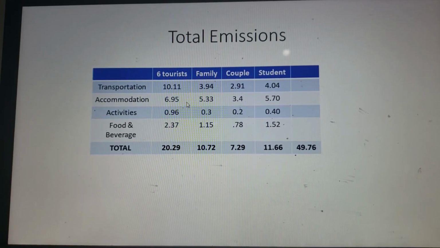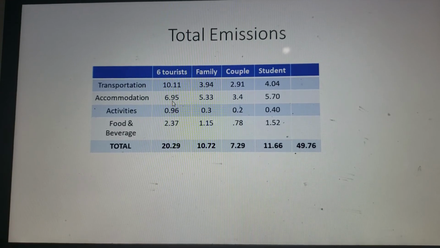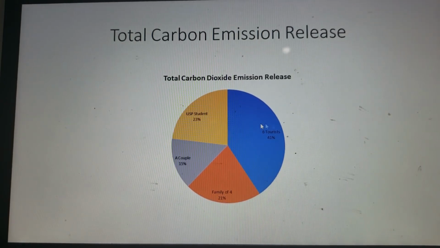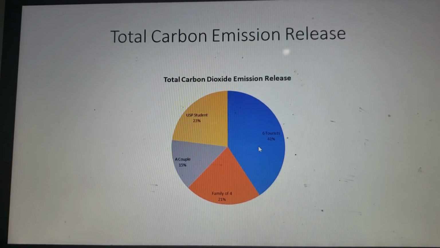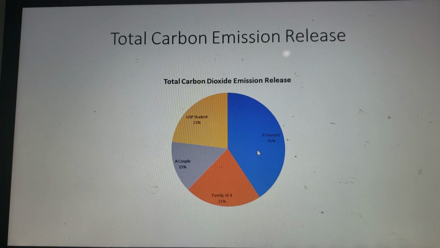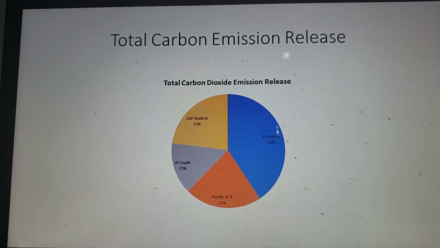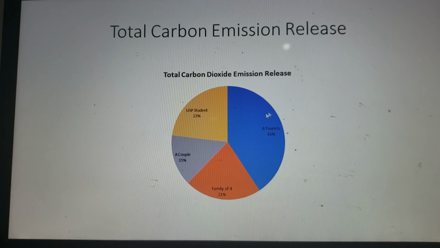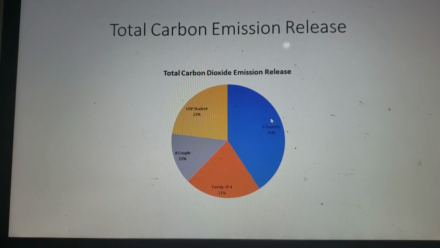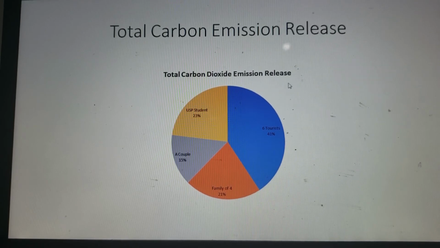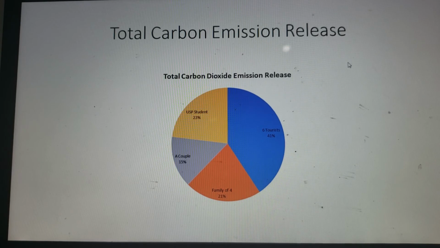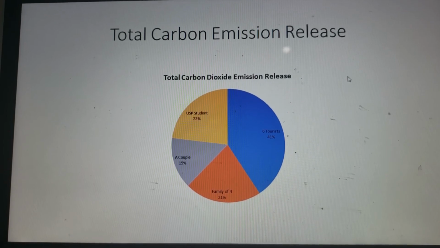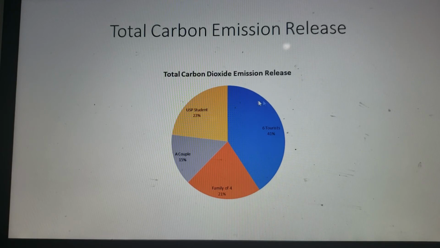The group of 6 has the highest carbon emission release, which, as you can see clearly in this graph, is 41% of the carbon emission released to the atmosphere, caused by this group of people. They have a large number of participants as well as long distance travel: they travel from Germany to Singapore and have to stop at 2 destinations, and they take about 27 hours before they arrive at their final destination. That's why they contribute a large amount of carbon dioxide.